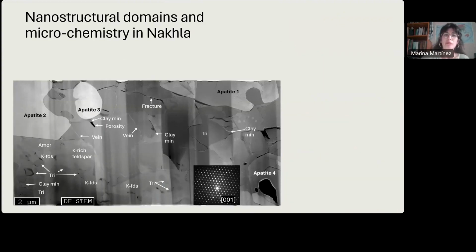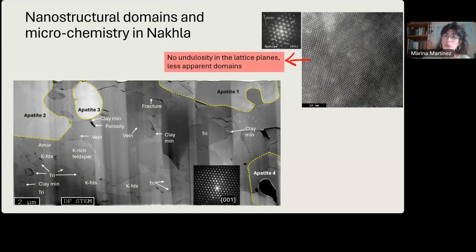With Nakhla, I'm showing here the whole FIB section because it was this interstitial region where we had 4 different apatite grains. And we also saw some differences in contrast, but the domains were less apparent.